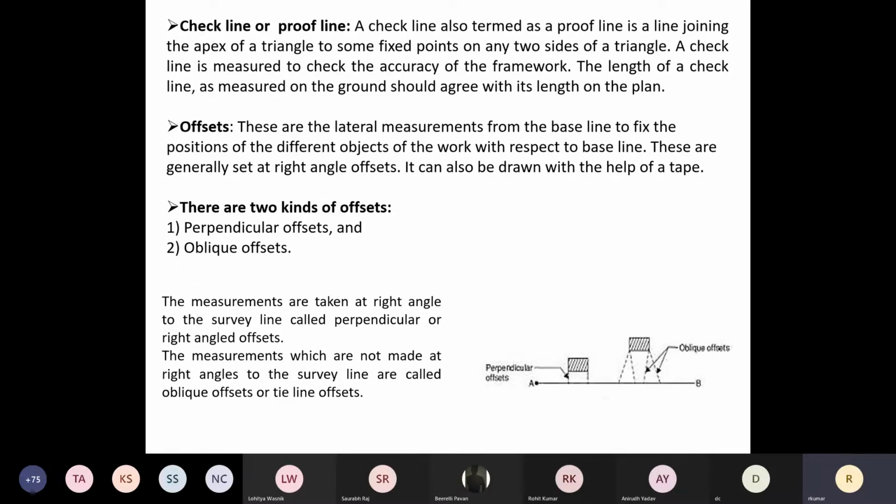Now, check line or proof line. A check line, also termed a proof line, is a line joining the apex of a triangle to some fixed point on any two sides of a triangle. A check line is measured to check the accuracy of the framework. The length of a check line measured on the ground should agree with the length on the plan.